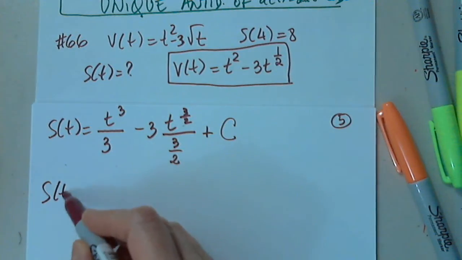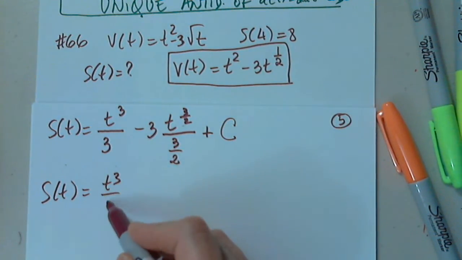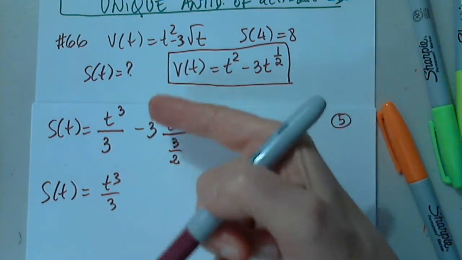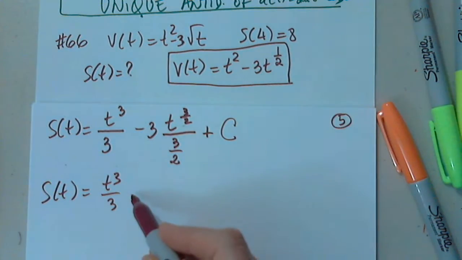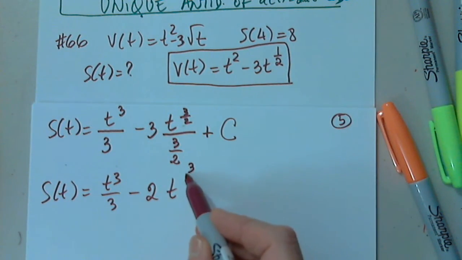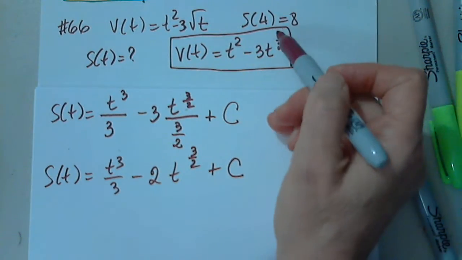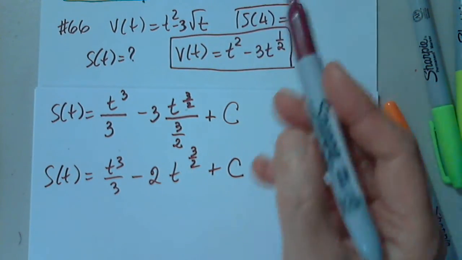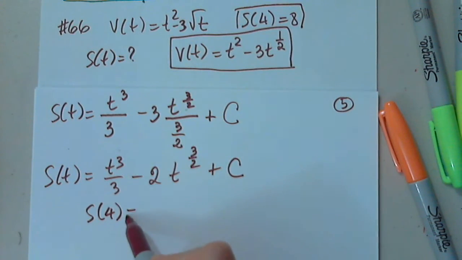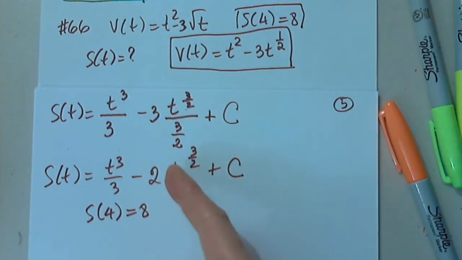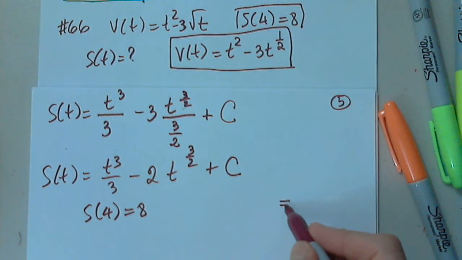So then s of t is t to the third over 3, but I have to flip this into 2 over 3, and the 3's will go away. So minus 2t to the 3/2 plus a constant c. I am given the initial condition. I am told that s of 4 is 8. So when I plug in 4 here everywhere, I have to get the answer 8.